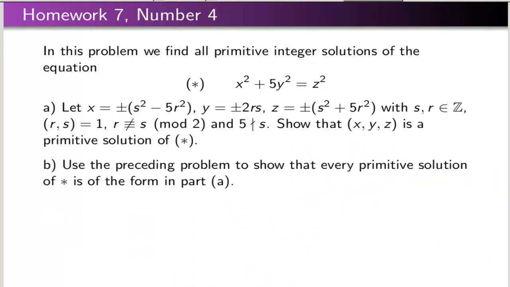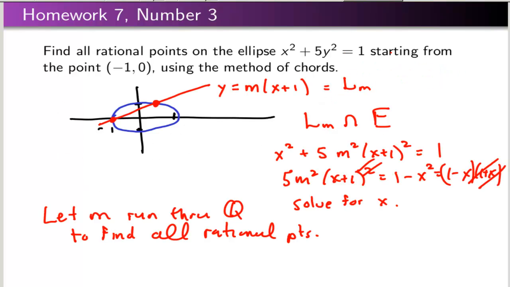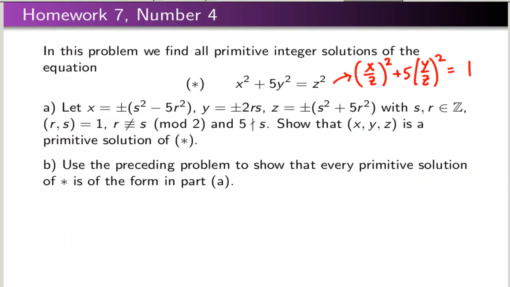Okay, and then here we're just continuing. So once you've solved problem 3, we can find all integer points. After all, if you have an integer solution of this equation here, this would say that (x over z) squared plus 5 (y over z) squared equals 1. So x over z, y over z is a rational point on the curve we just looked at in problem 3.